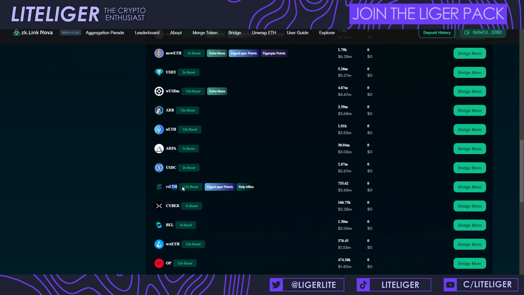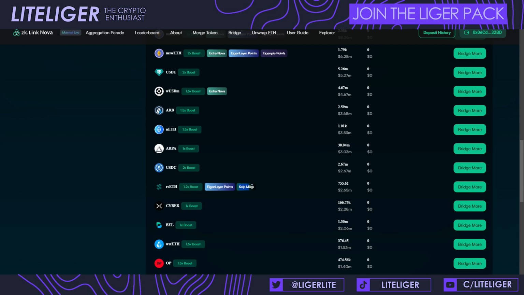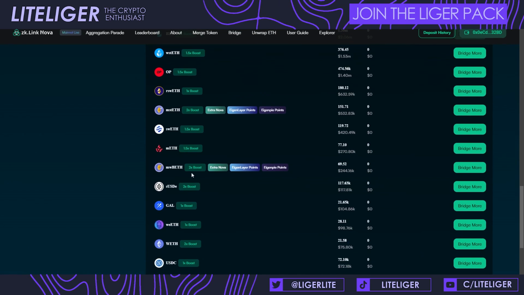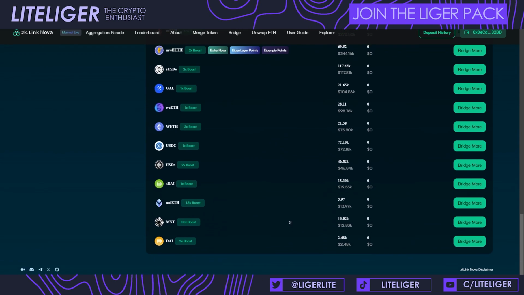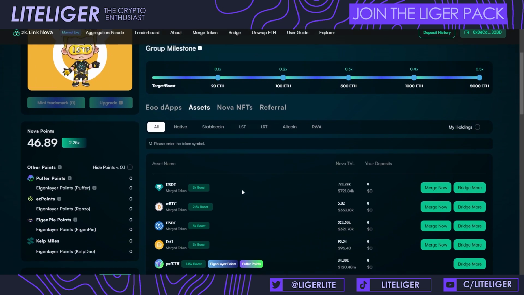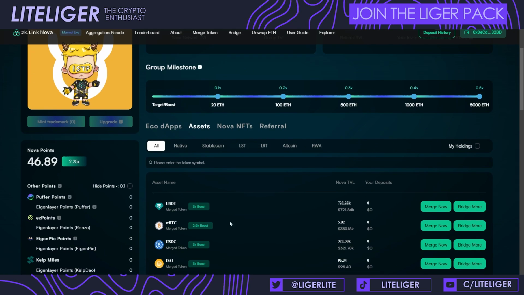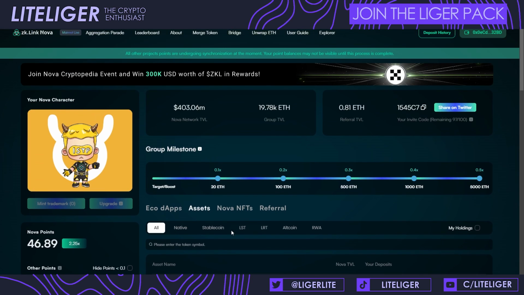And then there's Renzo ETH, which gives you boost, Eigenlayer points, and Kelp Miles. And yeah, as you can see, there's many different strategies here, which are going to be giving you boosts. And this is probably going to be a high value token as well. But yeah, that's basically what I have to share with you guys today.